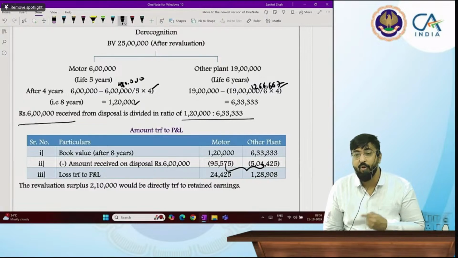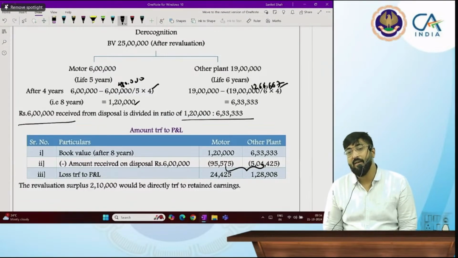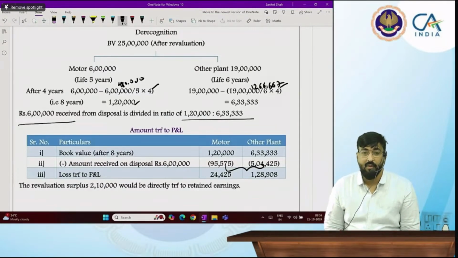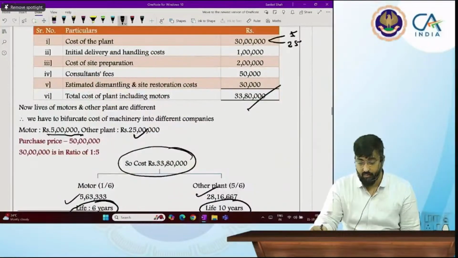Because we will record it in the WDV ratio, no? Loss will be, because there is always revaluation, so you cannot take it in the 1:5 ratio. Okay sir. The better ratio is the WDV ratio. And what is the WDV? 1,20,000 and 6,33,333.